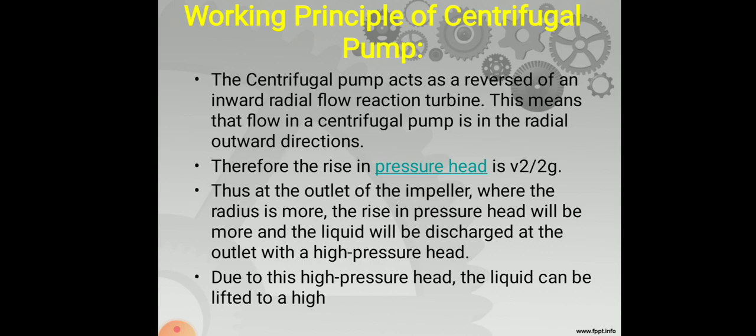Working principle of centrifugal pump. The centrifugal pump acts as the reverse of an inward radial flow reaction turbine. This means that flow in a centrifugal pump is in the radial outward direction. Therefore, the rise in pressure head is V square by 2g. Thus, at the outlet of the impeller, where the radius is more, the rise in pressure head will be more and the liquid will be discharged at the outlet with a high pressure head. Due to this high pressure head, the liquid can be lifted to a high level.